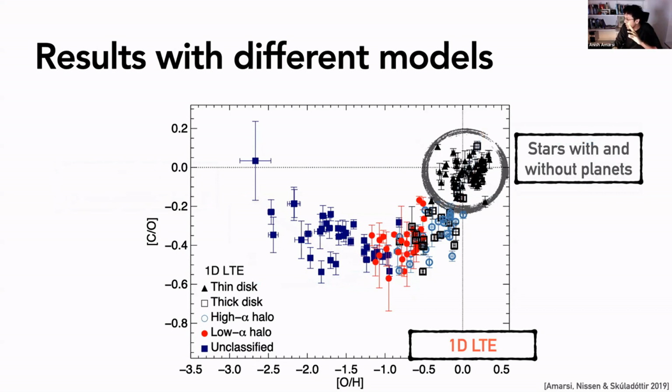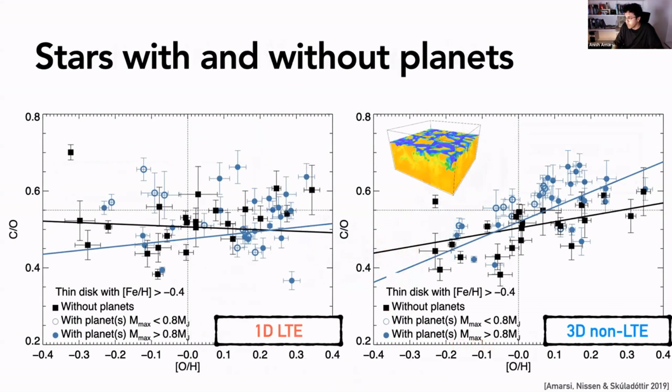Also, interestingly, some of them have confirmed exoplanet detections and some do not. So we can also separate the points like that. On the left, we have 1D LTE and all those stars that we were looking at. The ones without planets are in black. The ones with planets are in blue. On the right is the same, but now using the 3D non-LTE results.